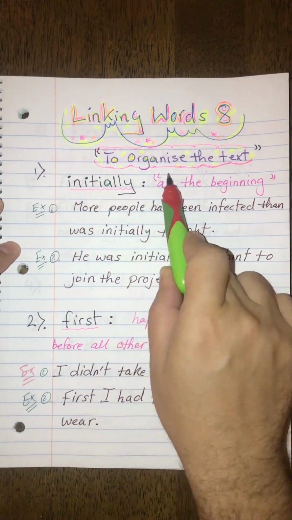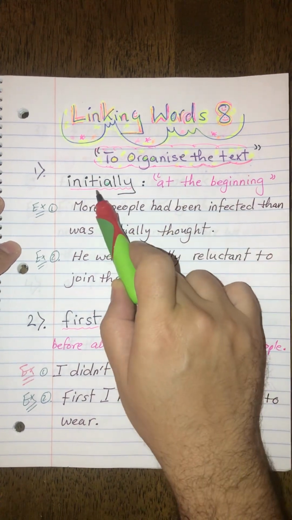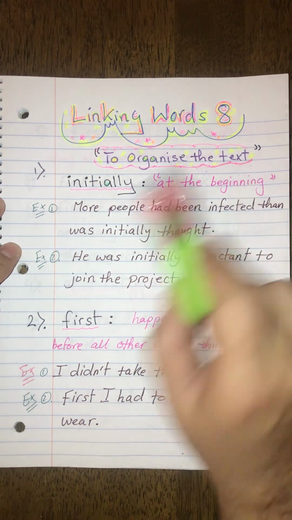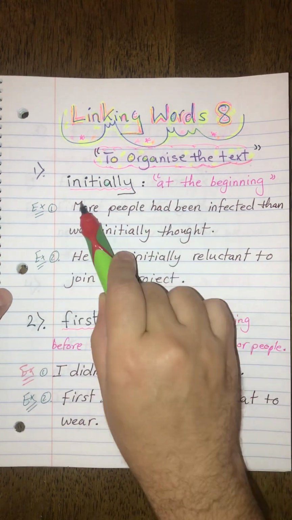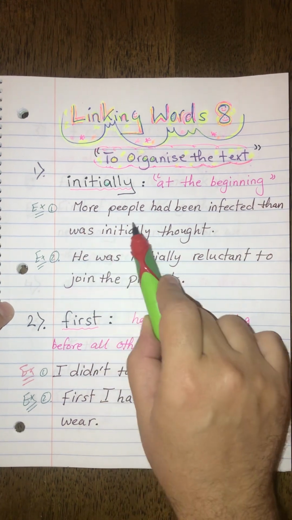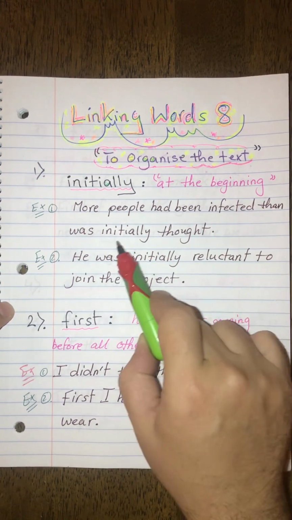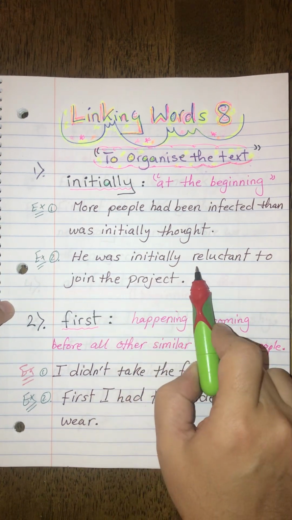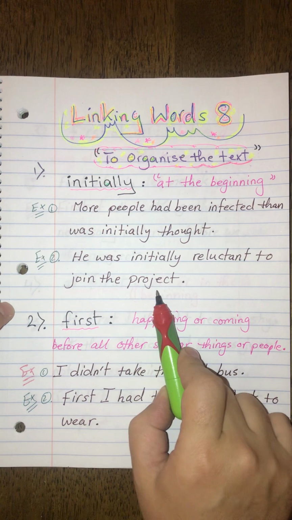Number 1. To organize the text. These are expressions or linking words to organize the text. Number 1. Initially, at the beginning. Example number one. More people had been infected than was initially thought. Another example, he was initially reluctant to join the project.